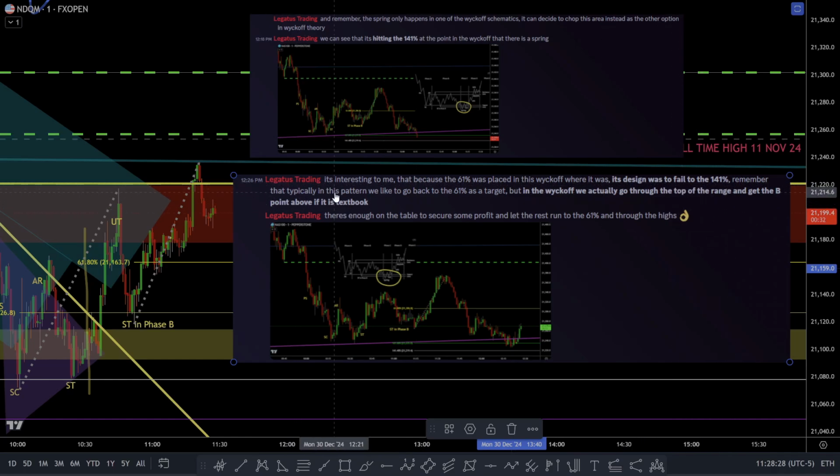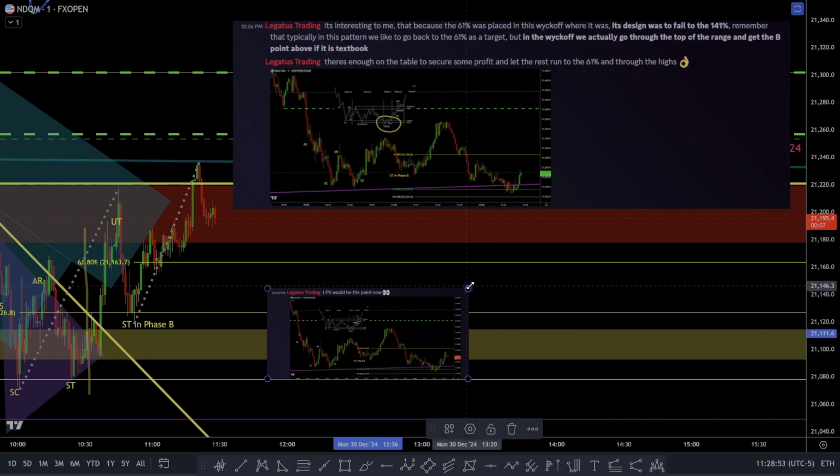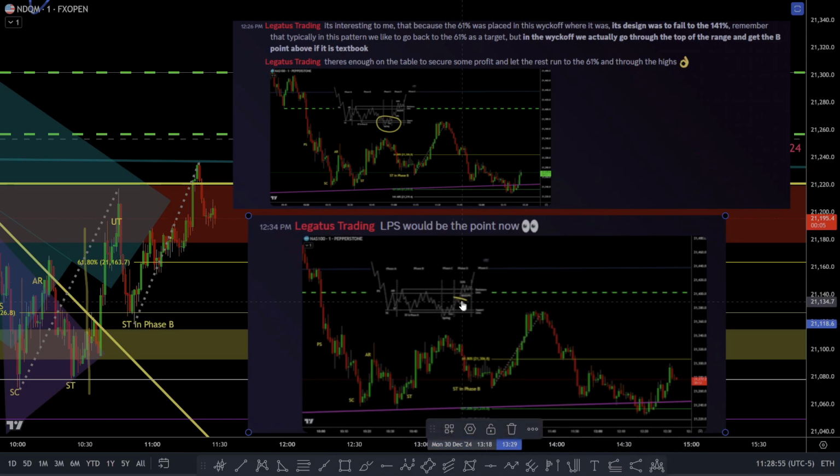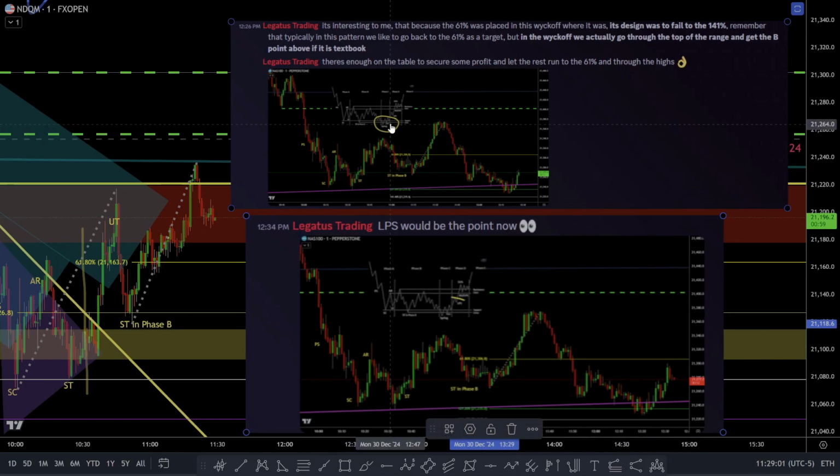Remember that typically with this pattern, we like to go back to the 61 as a target, but in the Wyckoff, we actually go up through the top of the range and get the B point above, if this is textbook. There's enough on the table to secure some profit and let the rest run to the 61 and through it to the highs. And off of the spring, I mentioned, hey, we're at the LPS now, just lifting off in phase D, just after the spring.